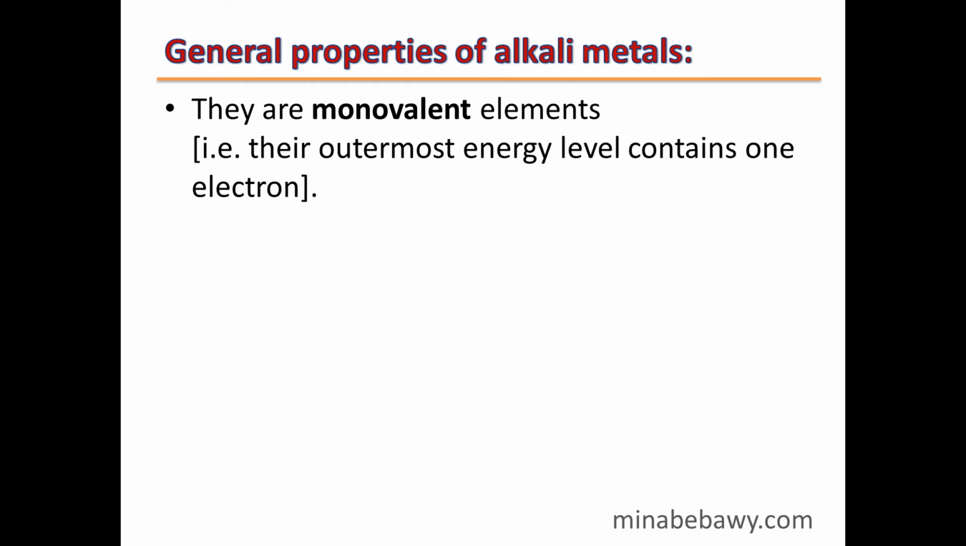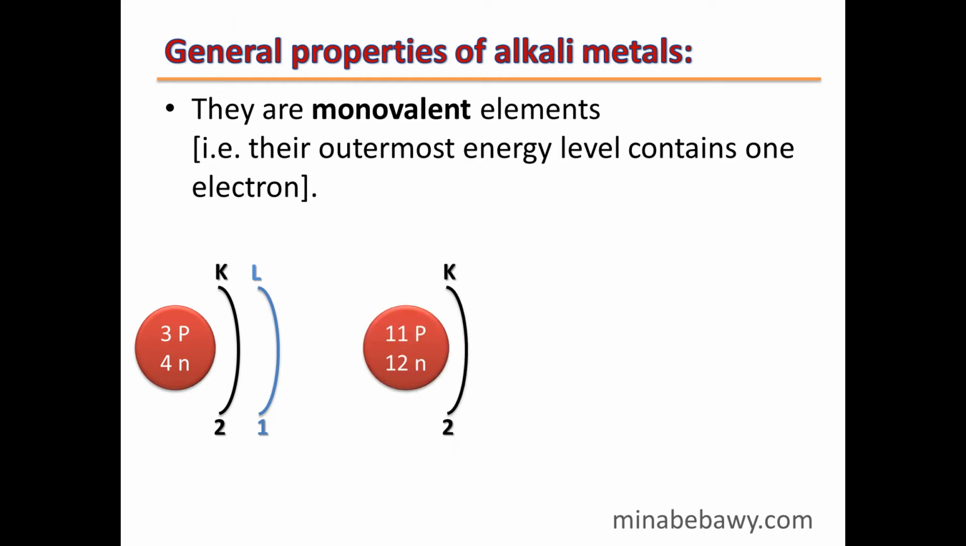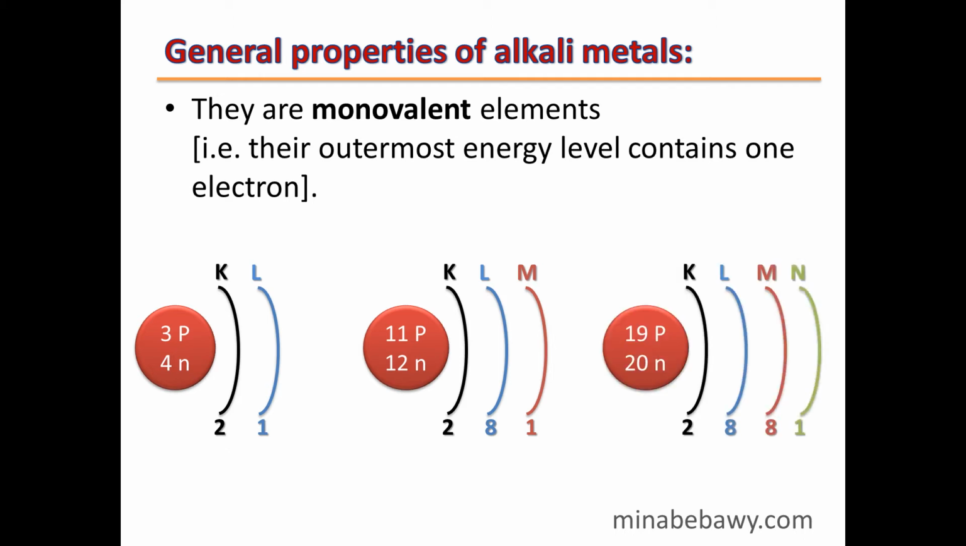The third property is they are monovalent elements. In other words, their outermost energy level contains only one electron. For example, lithium, its outermost energy level L contains only one electron. Sodium, its outermost energy level M contains one electron. Potassium, its outermost energy level N contains one electron. So elements of group 1A are monovalent because their outermost energy level contains one electron.